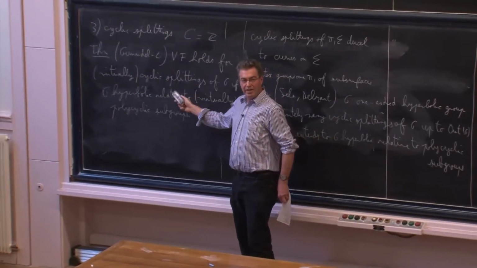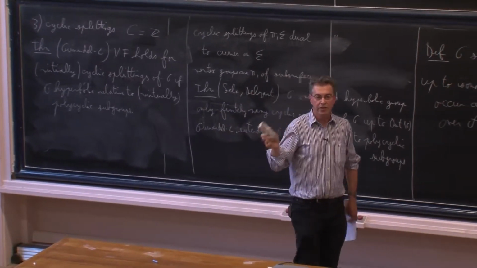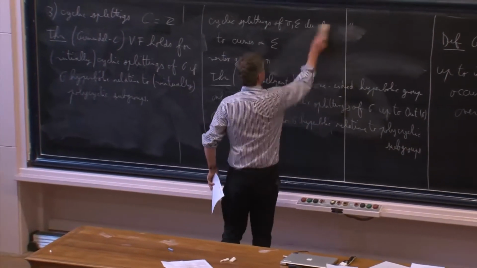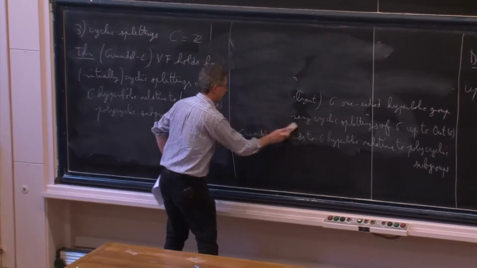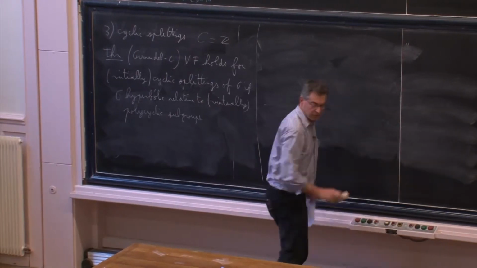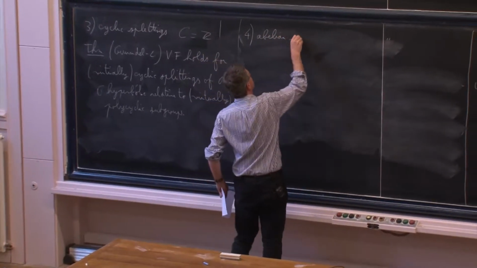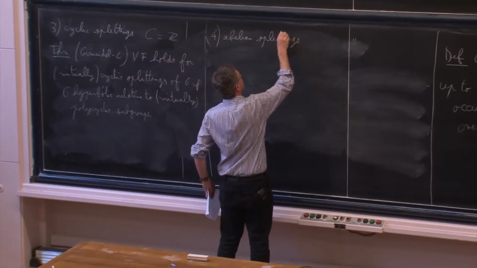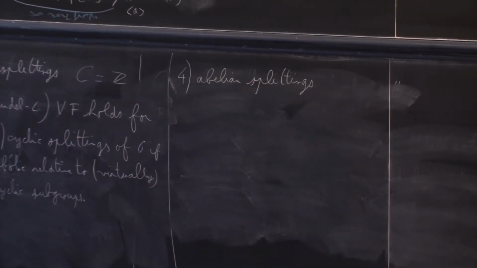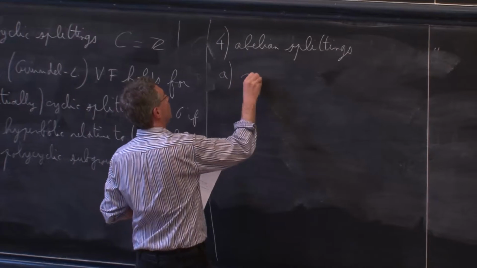And if the group is one-ended, there's a stronger result that there are only finitely many splittings. But if you only want control over the vertex groups, you can allow your group to be infinitely ended. Okay, so this is 4, abelian splittings. So these are splittings where the edge groups now are going to be abelian subgroups. Okay, so let me first show you a non-counterexample.